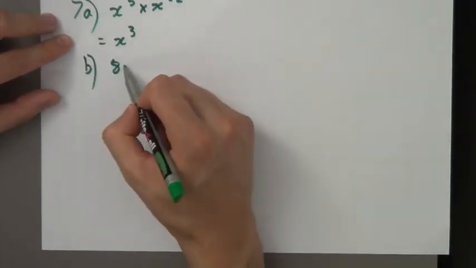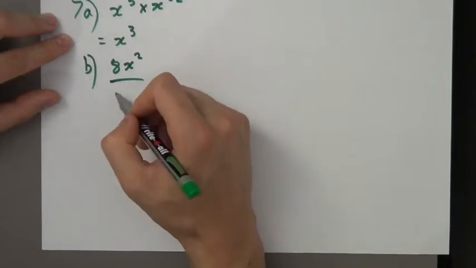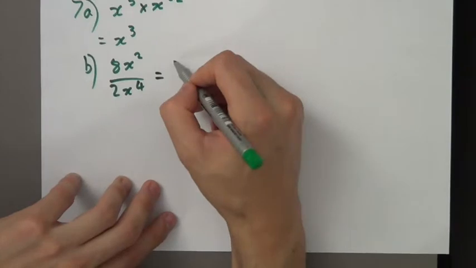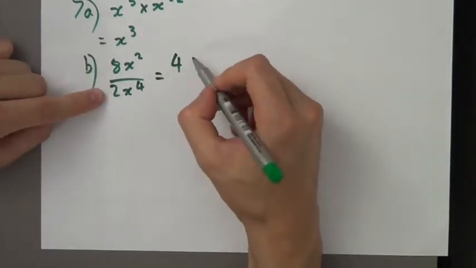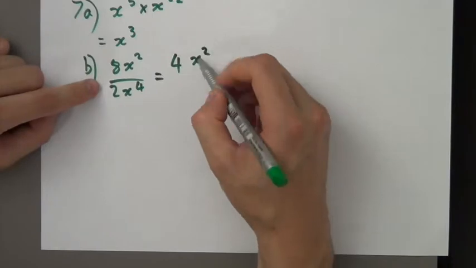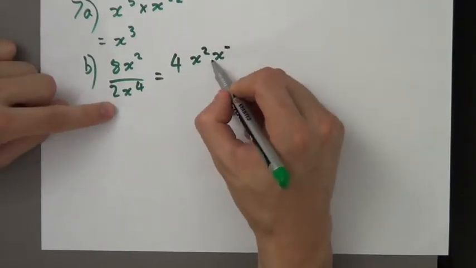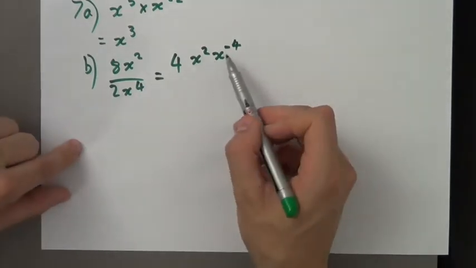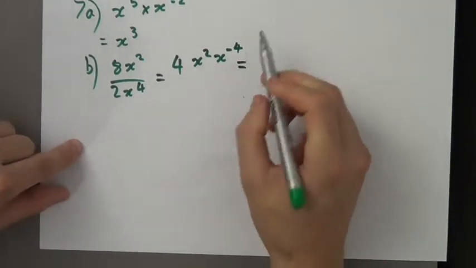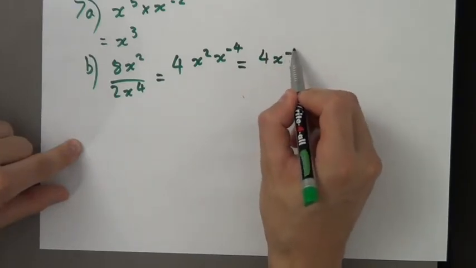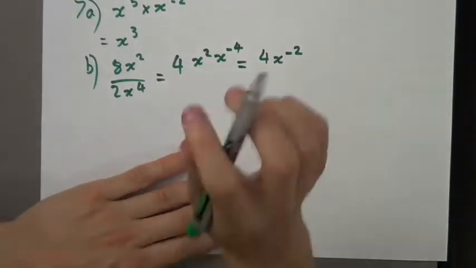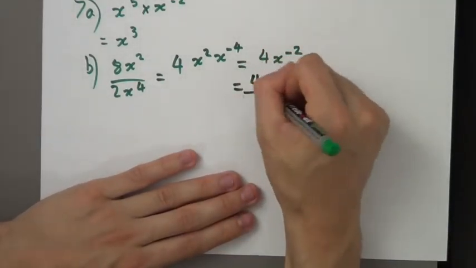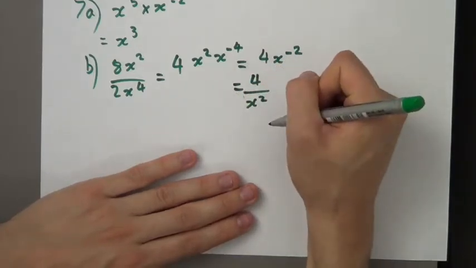B. Simplify 8x squared over 2x to the 4. So I can rewrite this. 8 divided by 2 is 4. And I can say x squared times x to the minus 4. Remember, we're applying this rule here. That becomes 2 minus 4 gives me 4x to the minus 2. But the question asks us to make sure we have positive indices only, so this is actually 4 over x squared is our final answer.